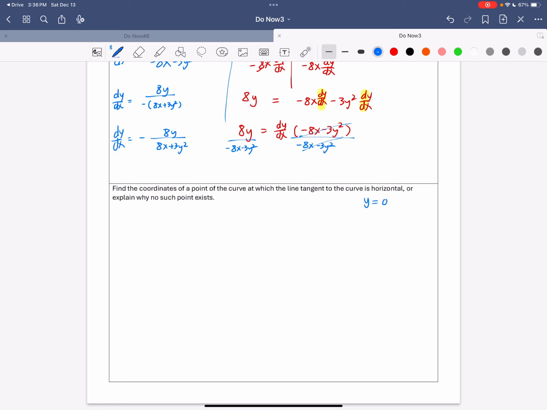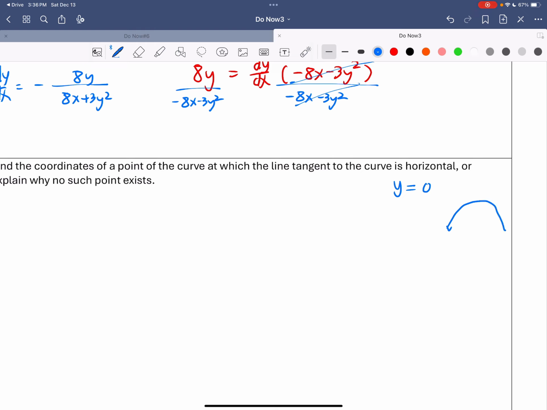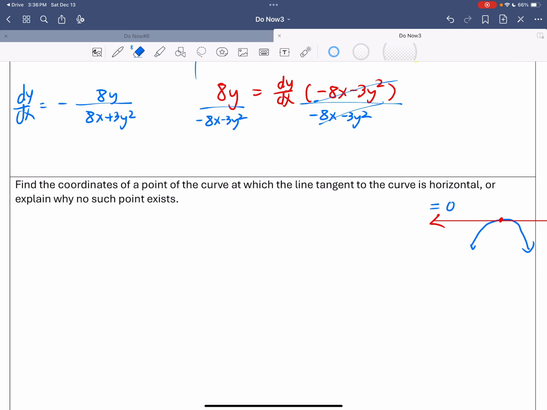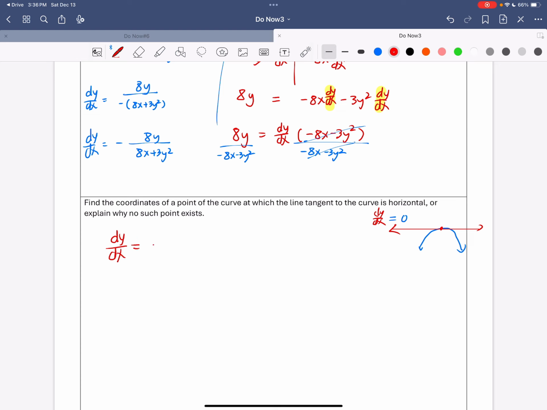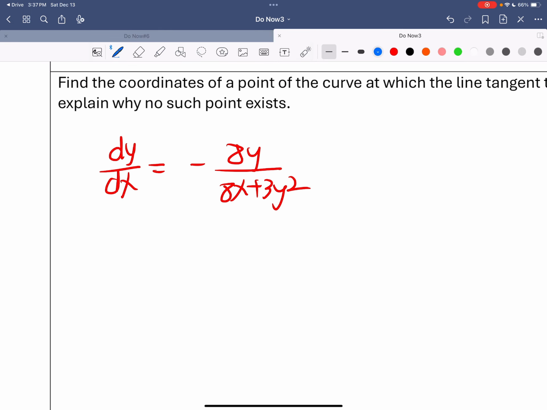or explain why no such point exists. So simply, when you have a graph, I don't know how the graph looks like, you want to have something that has a horizontal line. And horizontal line is zero slope. So you're trying to find where, oh, it's not y equals 0, dy/dx equals 0, which we already found. So do you see here dy over dx equals negative 8y over 8x plus 3y squared. I'm just plugging this one in. And we're trying to find where things are equal to 0. So keep that in mind.